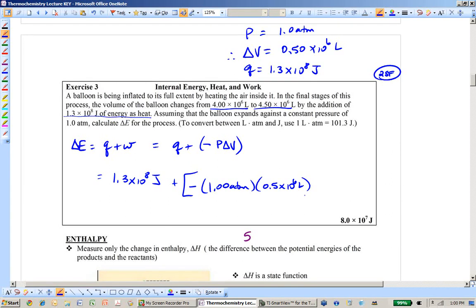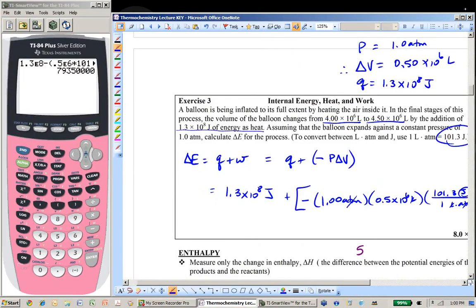Now, when I look at this, I can't add these terms together like they are right now because I got joules plus something called liter atmospheres. But that's why they gave me this conversion factor. So let's just toss it in there and say 101.3 joules per 1 liter atmosphere. Now I can perform a legal addition maneuver. Atmosphere, atmosphere, liter, liter. That quantity will come out in joules, and we're off to the races.